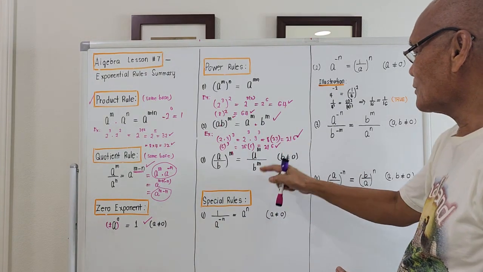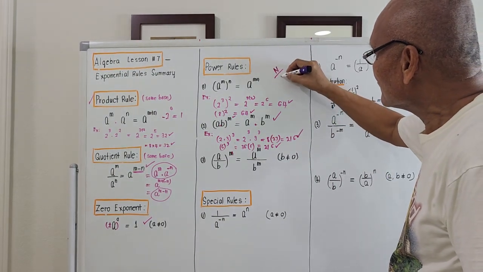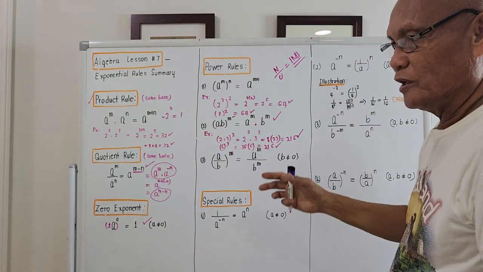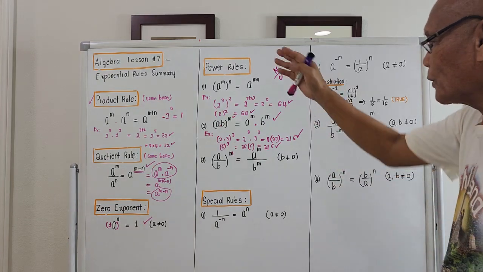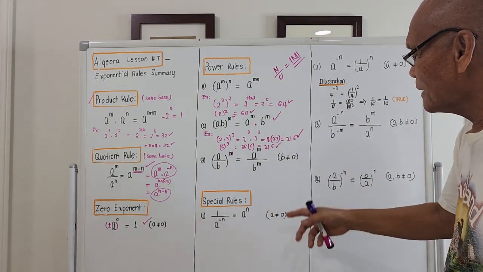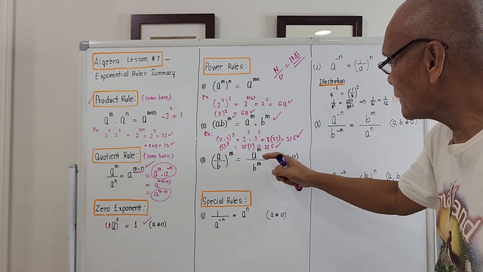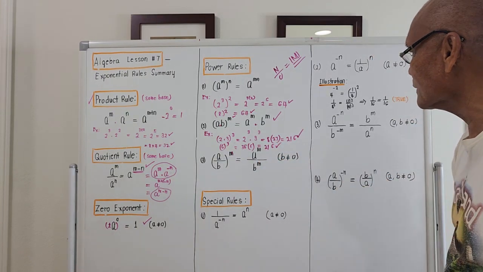Because if b is equal to 0, a number divided by 0 will be indeterminate. We do not know what the value will be. That's why under power rule number 3, b should not be equal to 0, meaning the ratio a over b raised to a power m should be equal to a to the m all over b to the m, with the given condition b not equal to 0.